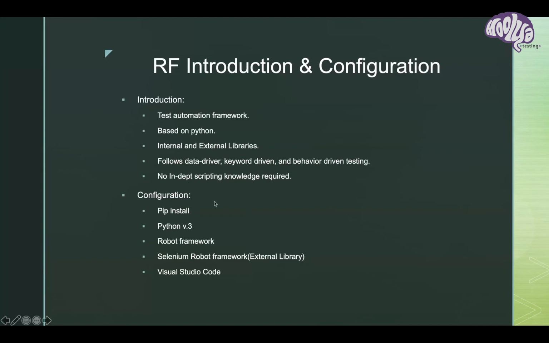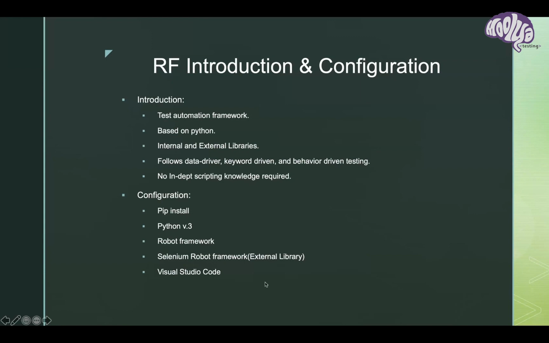Let's go to the configurations. You need to have pip installed. I believe most of your machines have pip. You can search and find how to install pip, and then through pip you can search for Python. Most machines will have Python by default, but make sure your Python version is 3. And then we need to install Robot Framework. For this webinar session, we need the Selenium library for Robot Framework installed, and to work in Visual Studio, we need VS Code to start our scripting.